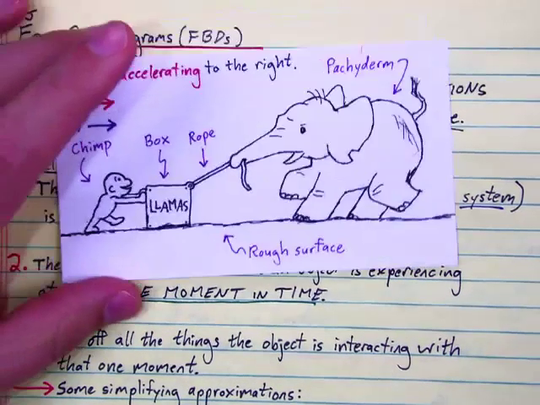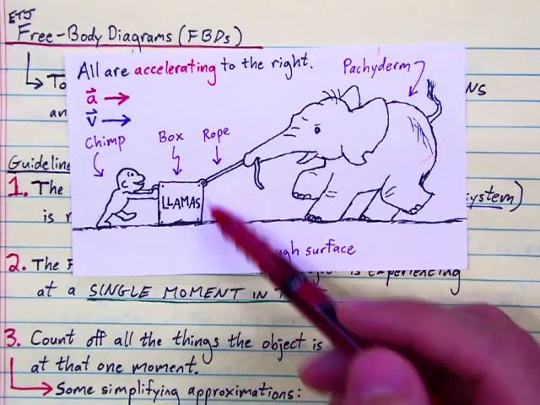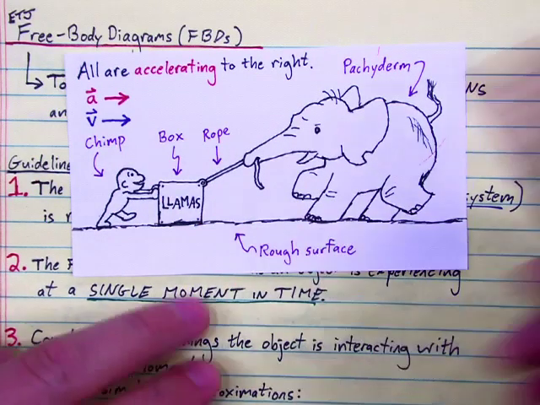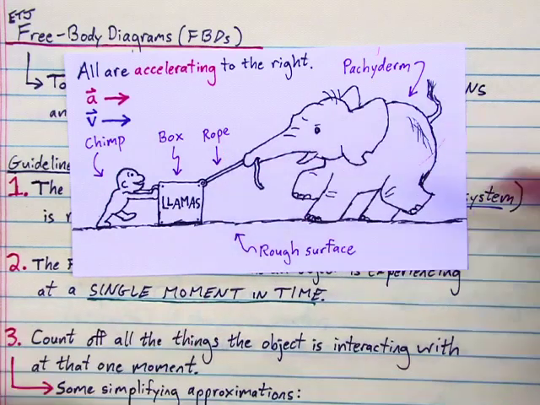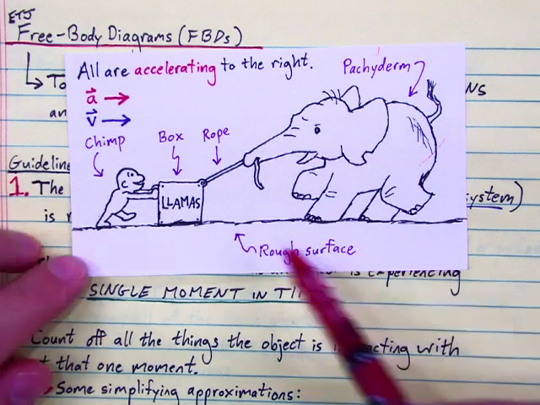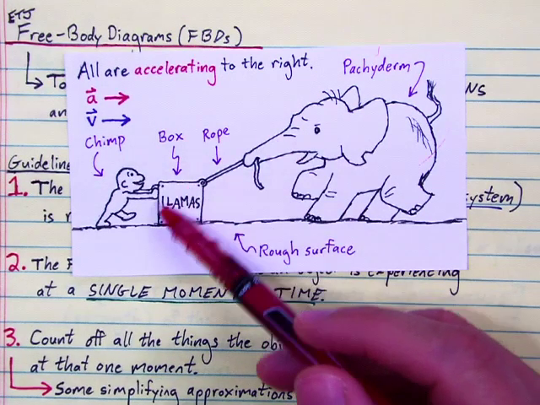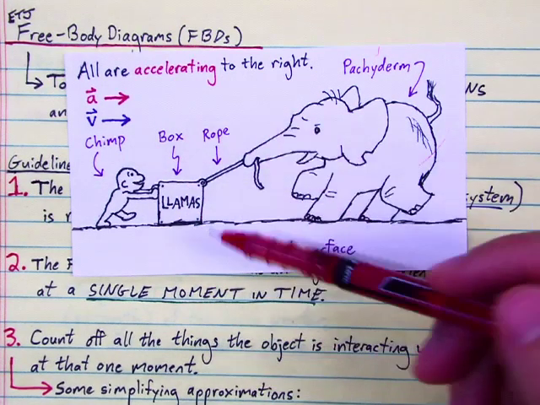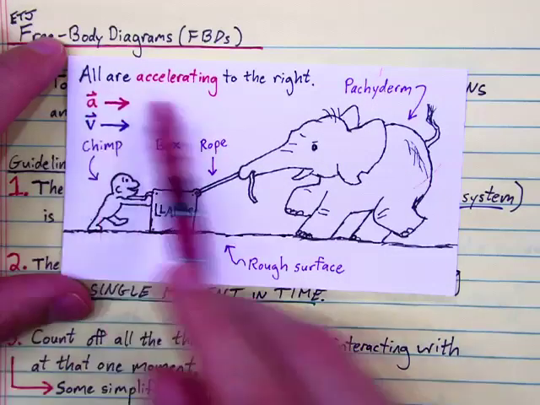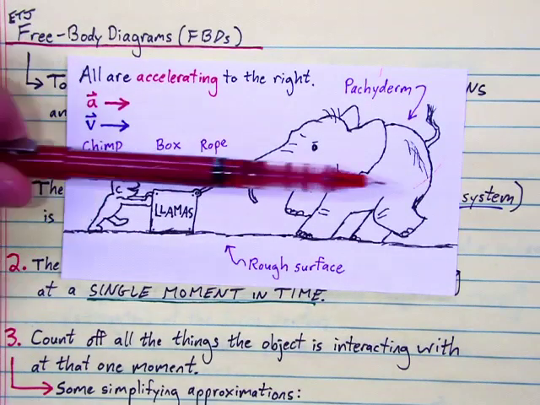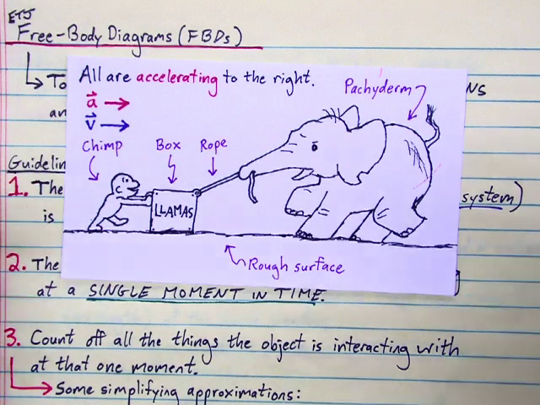Here is the scenario we'll be examining. We've got this chimpanzee here pushing on a box of llamas across a rough surface. The box is also being pulled via this rope by this here pachyderm. We're going to focus on the box here, the box of llamas. We want to look at the interactions that the box is experiencing and diagram all those interactions. Note we're also told that all of them are accelerating to the right at this moment, and their velocity is to the right as well.